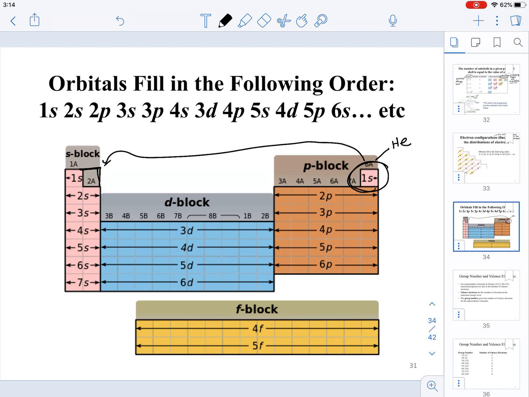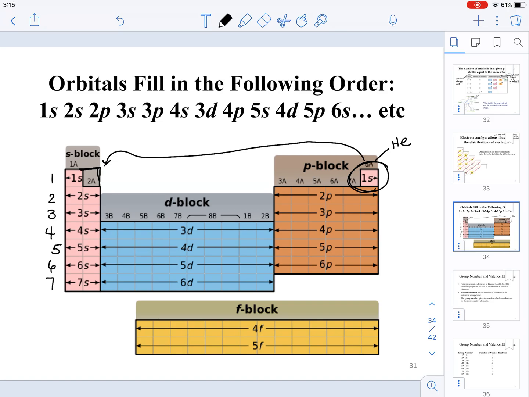S block. So the first two columns in the periodic table are part of the S block. The middle, where we have our transition elements, is the D block. Down here where we have the lanthanides and actinides, that's the F block. And over here from 3A to 8A, not including helium, from the 8A, that's our P block. The larger numbers that we have here are the period numbers. And remember, there are only 7 periods in the periodic table: 1, 2, 3, 4, 5, 6, 7.